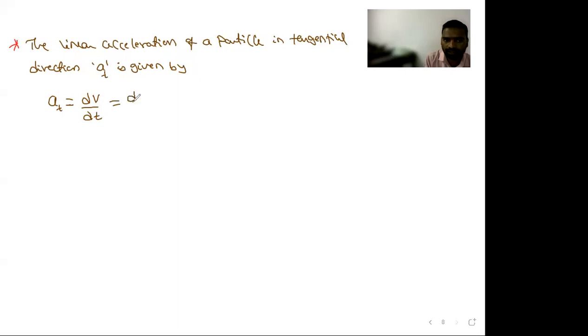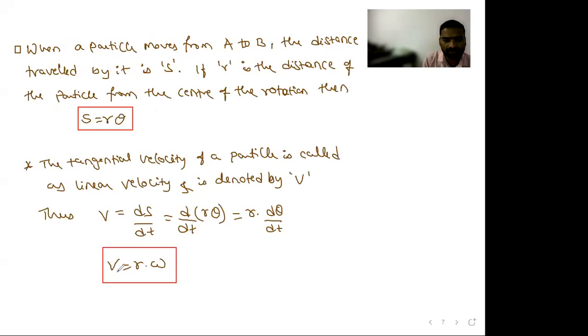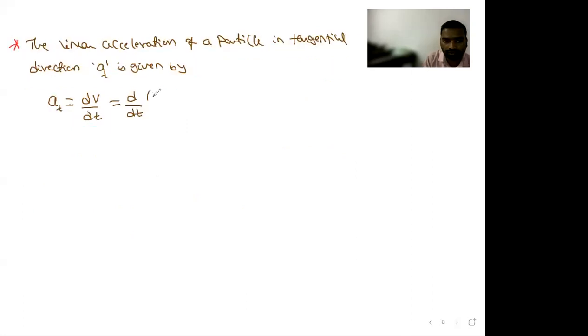So I will write d by dt as it is. From the previous formula, what is v? V is equal to r into d theta by dt. Correct. So I can write r into d theta by dt. R is constant, so I will take it outside. So it is r into d square theta divided by dt square.